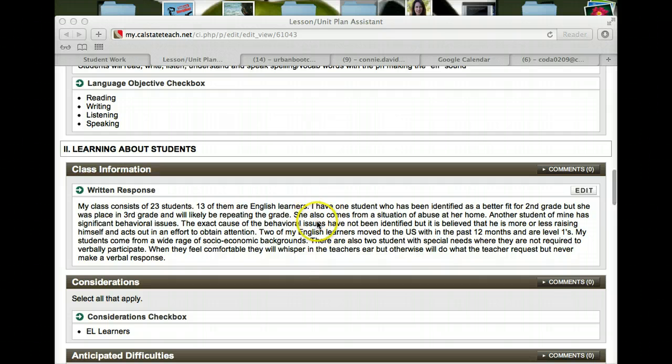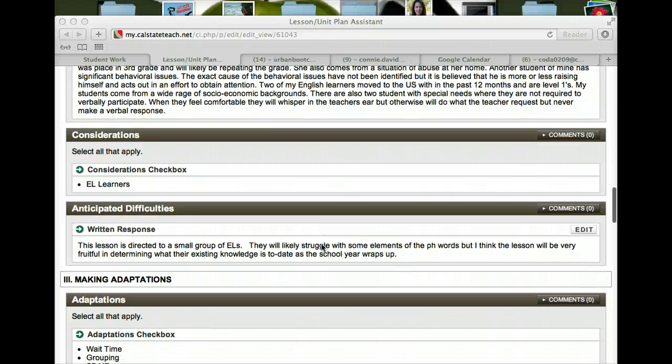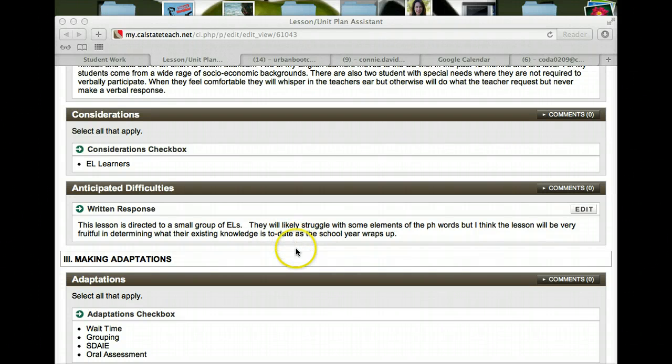So now you have learning about students. This is fine when you're moving further in the program. You're going to want to have a little bit more detail about the class, but I understand why this is, but it's okay as is. And you said your consideration is for EL learners. That's fine because you have an entire group of EL. Anticipated difficulties. Okay, so in this lesson, you're going to direct it in a small group.